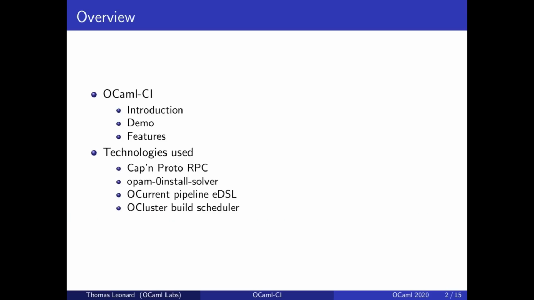I'll start by giving a brief introduction to the CI and a short demo, and then we'll look at some of the unusual features that the CI provides. Then, in the second half of this talk, I'd like to go over some of the technologies that we've used to build it: the Cap'n Proto RPC system, a new opam dependency solver, the OCurrent pipeline language, and the OCluster build scheduler.